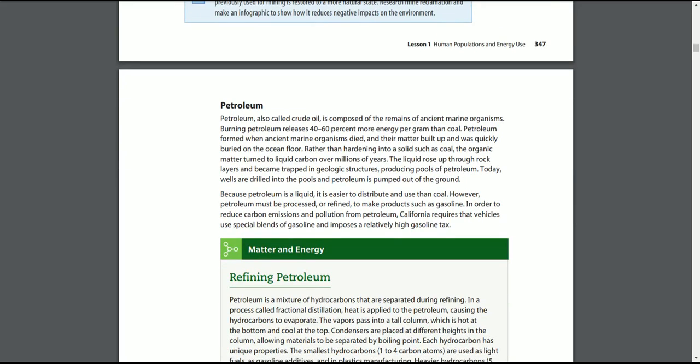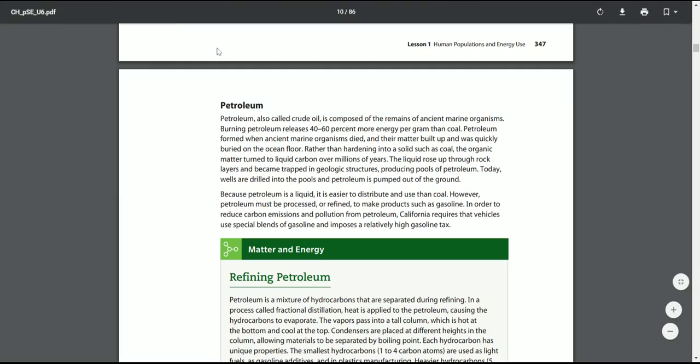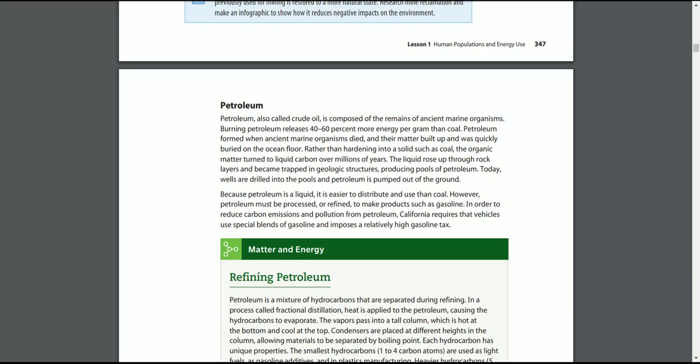Petroleum is a liquid fossil fuel, right? So coal's a solid, petroleum's a liquid. Also called crude oil. This is mainly used in transportation for gasoline and diesel, and it's also used for making products like plastic and things like that. So in this case, the primary energy source, you could say, is petroleum, and then the secondary energy source might be the kinetic energy of your car as you're moving your car forward.